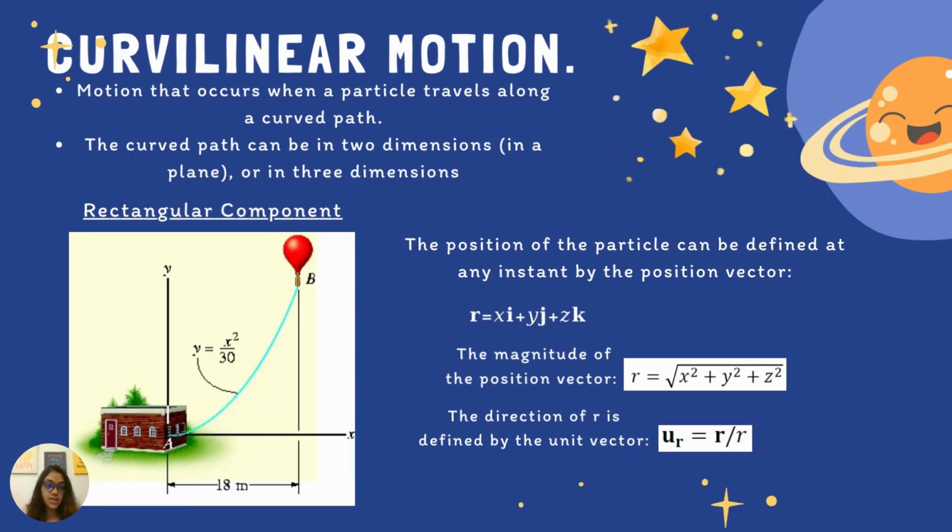When a particle travels along a curved path, the curved path can be in two dimensions, in a plane, or in three dimensions. The figure shows a rectangular component. The position of the particle can be defined at any instant by the position vector. R = xi + yj + zk. The magnitude of the position vector is r = √(x² + y² + z²). The direction of r is defined by the unit vector.